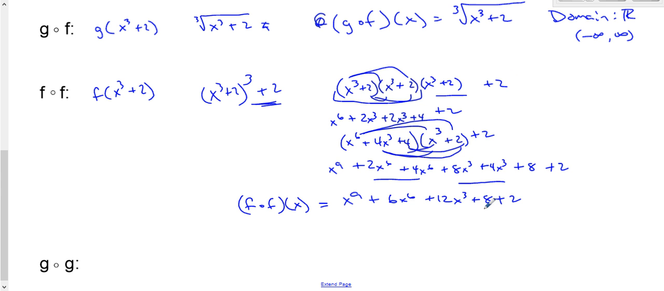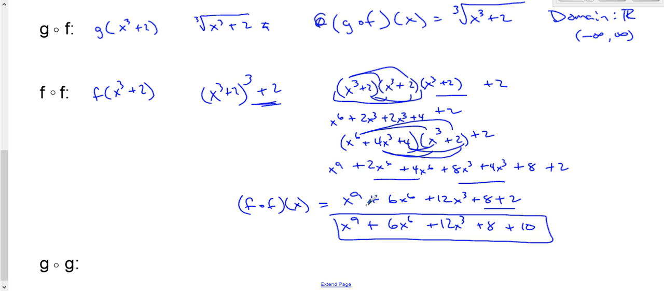I almost forgot about that. So plus 10. So x to the ninth plus 6x to the sixth plus 12x to the third plus 8 plus 10. Okay, when we look at that, initially we don't have any domain restrictions. In our final outcome, we have no domain restrictions, and therefore our domain is all real numbers, going from negative infinity to positive infinity.